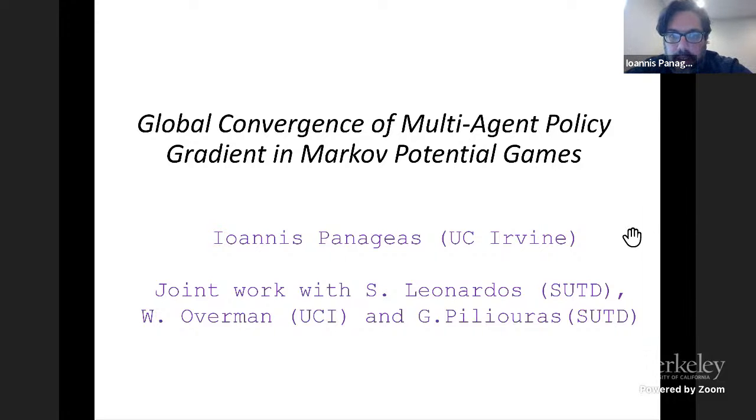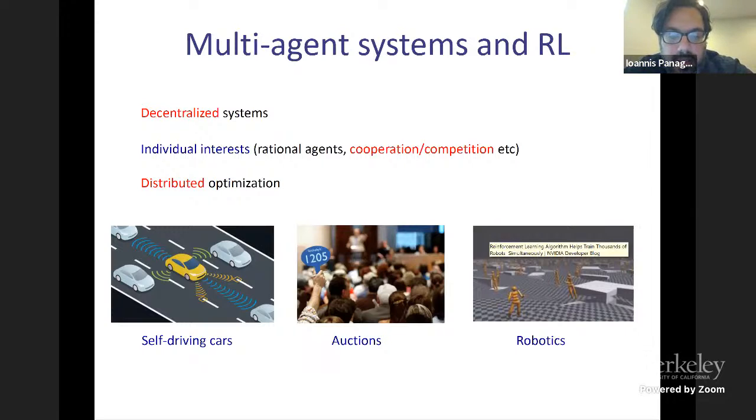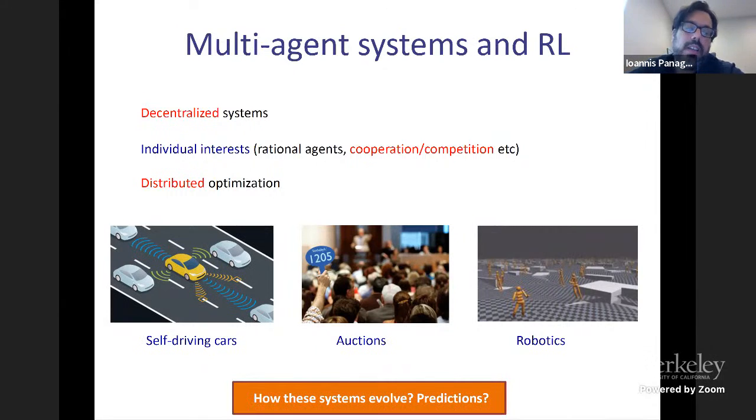So what are multi-agent systems? There is no need for introduction. You can think of them as decentralized systems where you have a lot of individuals. These individuals might cooperate or compete with each other. There is rationality, and of course you need to use optimization in some distributed way. There are many applications like self-driving cars, auctions, robotics, and so on and so forth. So what is the goal? The goal is typically to make predictions about the evolution of such systems.